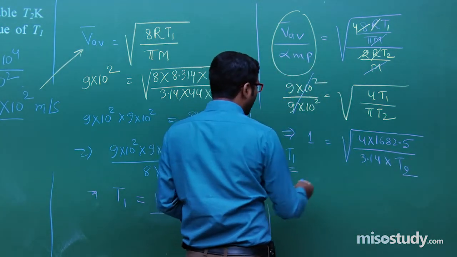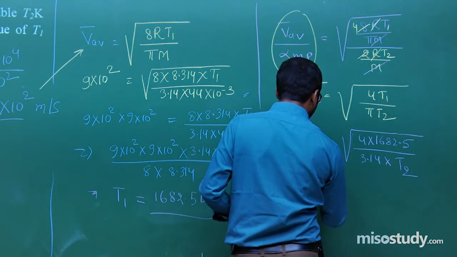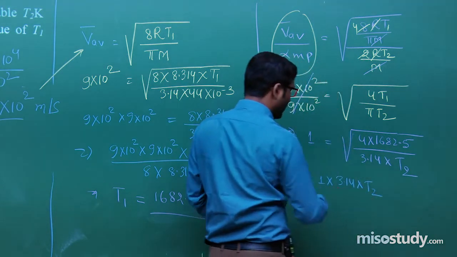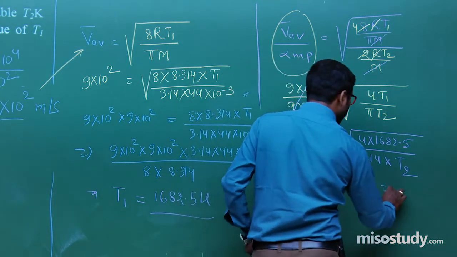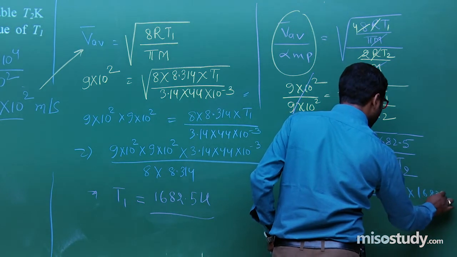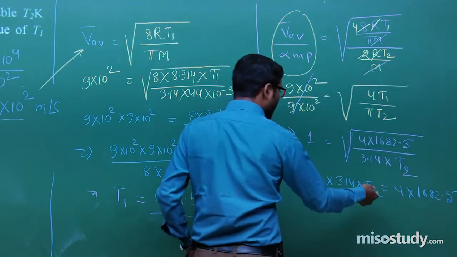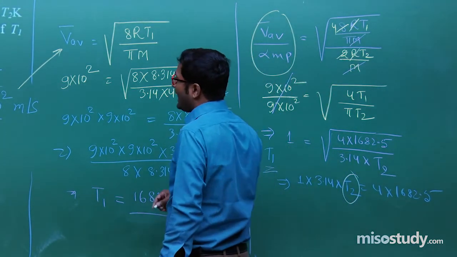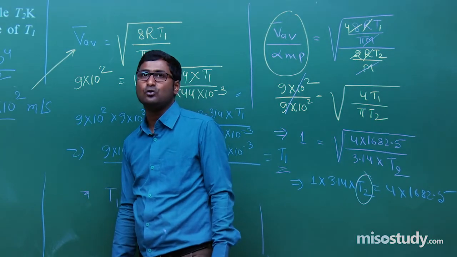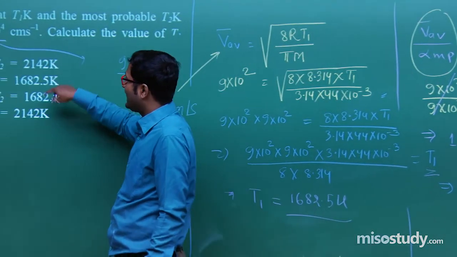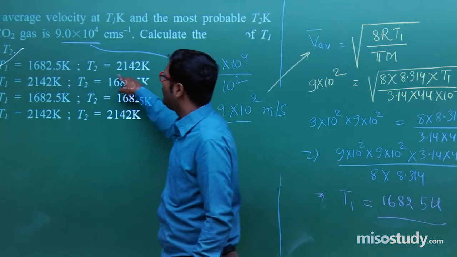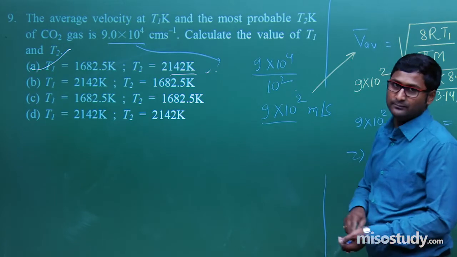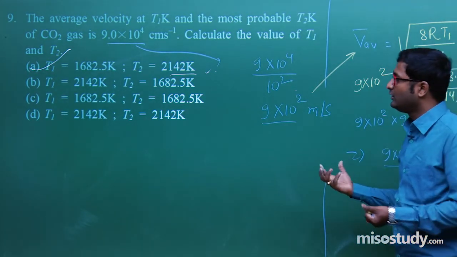Clear to you? Now it's very simple, squaring both sides. Then what will happen? 1 multiply 3.14 into T2. I am skipping one step. That is 4 into 1682.5. Now you can easily solve this expression and we get the value of T2, and here the value of T2 is equal to 2142. So the answer is T1 is equal to 1682.5 and T2 is 2142 Kelvin.